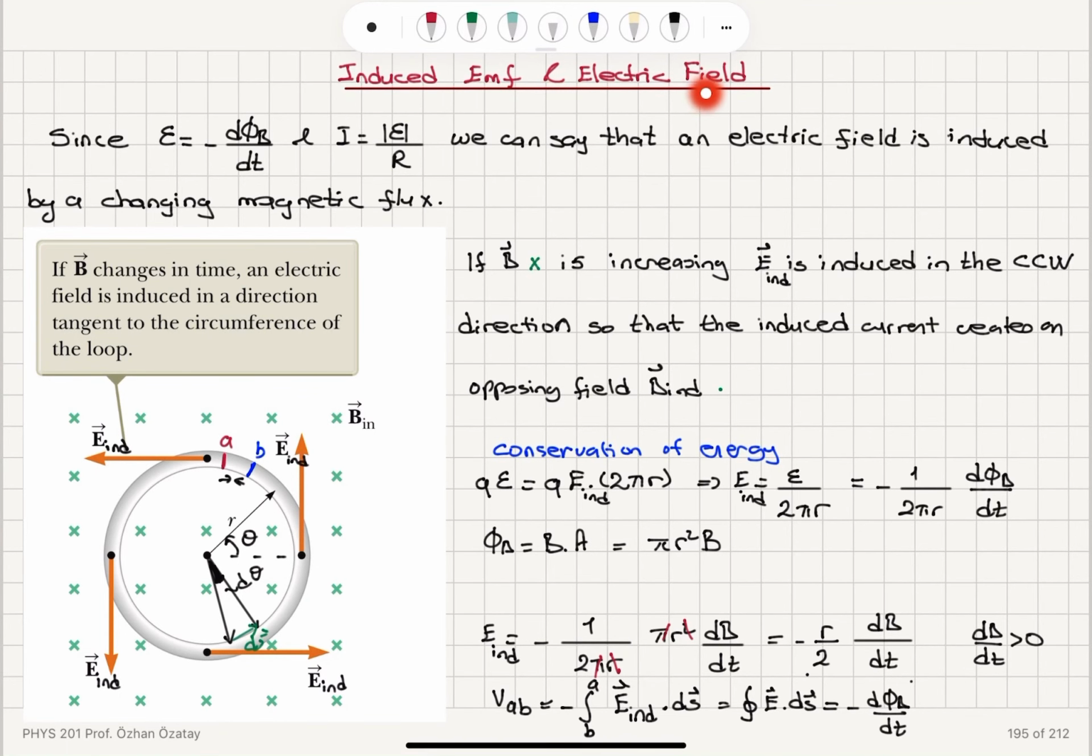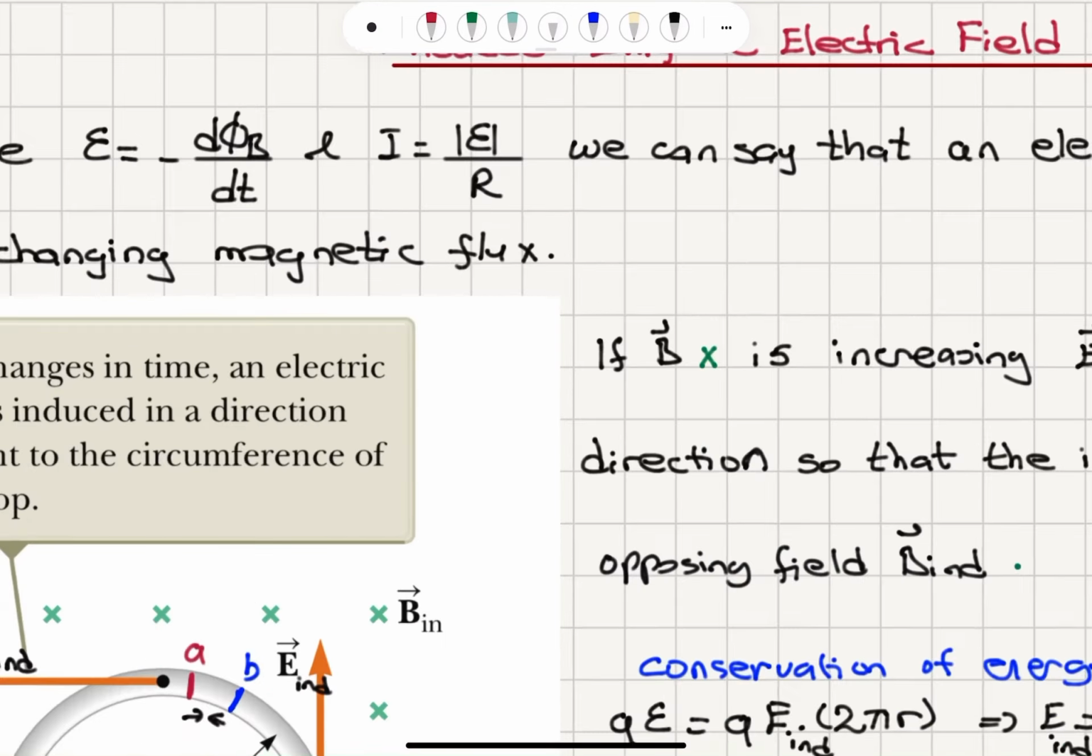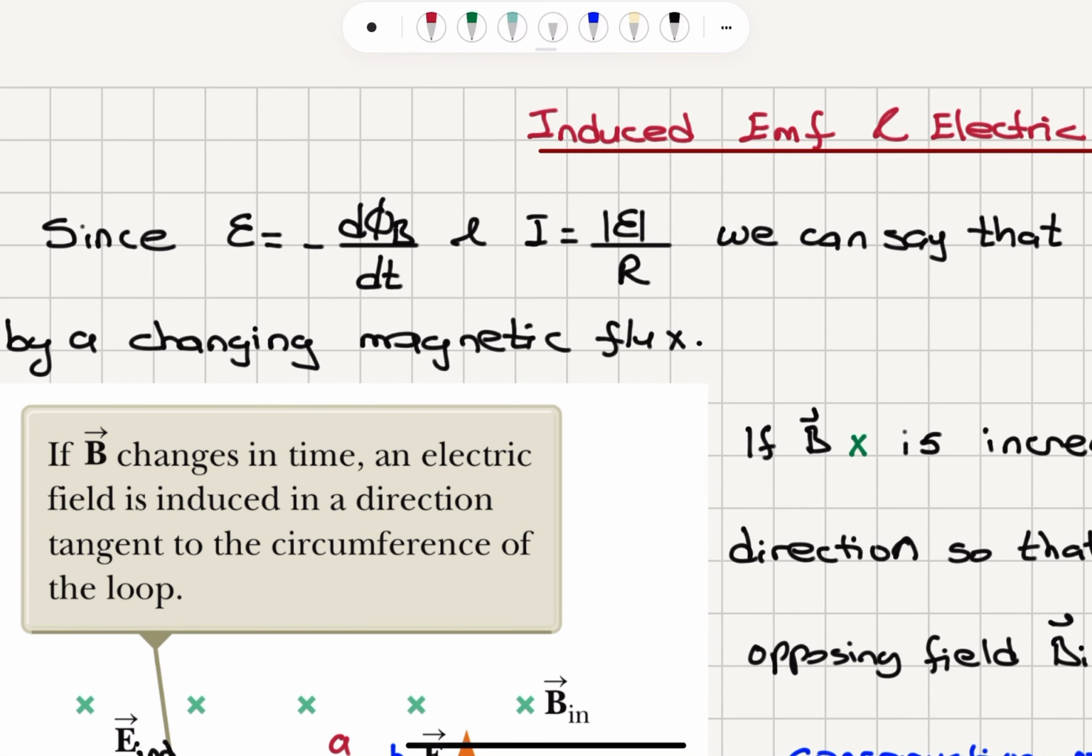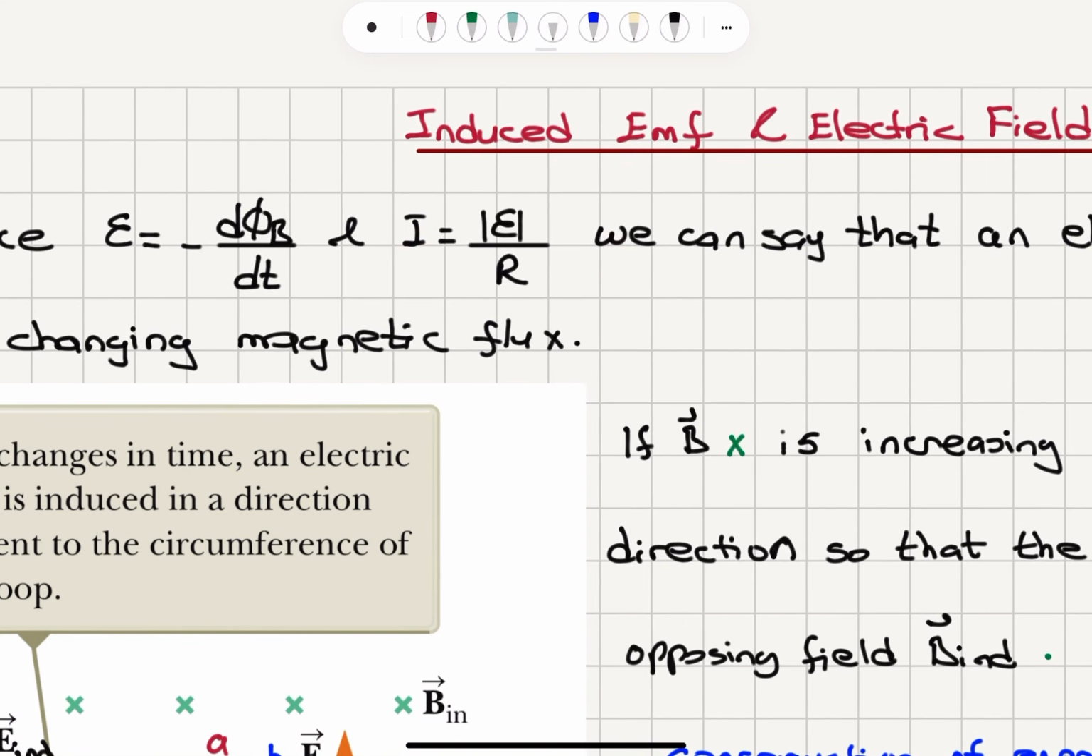Induced EMF and electric field. Now we have Faraday's law that says that there is an induced EMF which is minus the rate of change of a magnetic flux, and this corresponds to an induced current when we have this connected to a circuit with resistance R, so that the induced current will be induced EMF divided by the resistance.